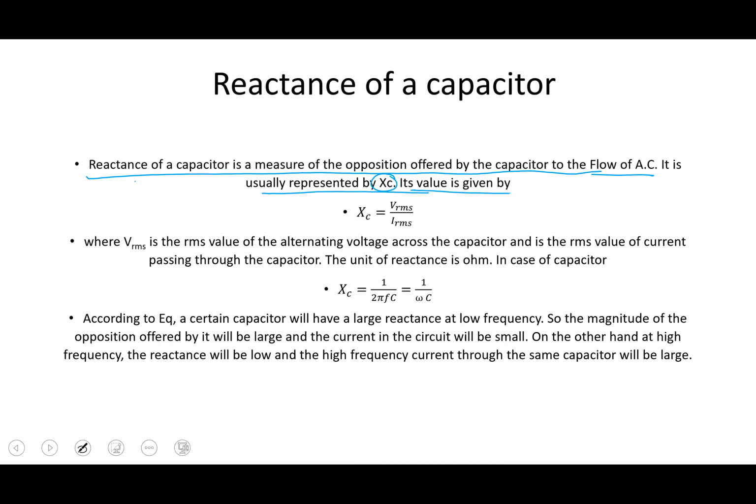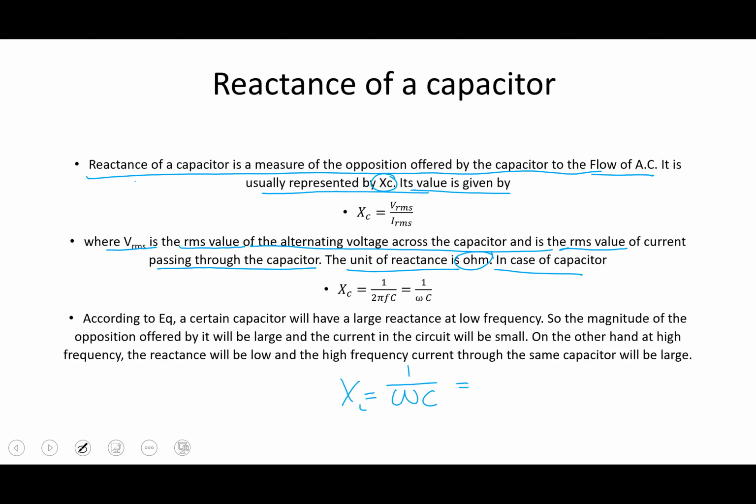Its value is given by XC is equal to VRMS divided by IRMS, where VRMS is the root mean square value of the alternating voltage across the capacitor, and IRMS is the RMS value of the current passing through the capacitor. The unit of reactance is ohm, just like resistance. In the case of a capacitor, XC is equal to 1 over omega C.